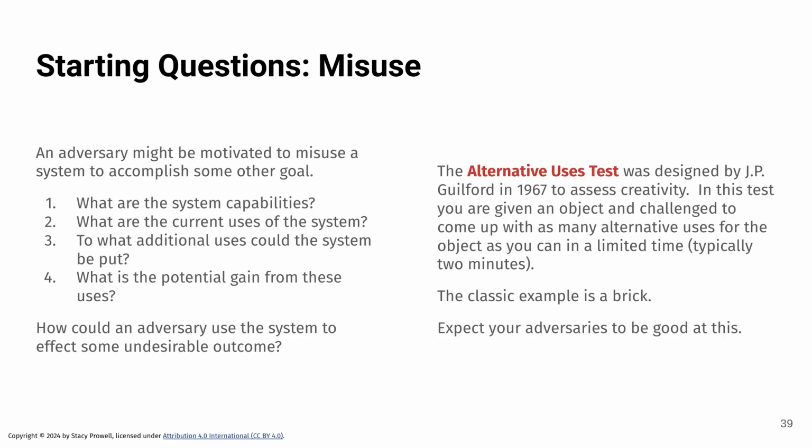And this is more ideation, this is more creativity. And it sort of feels like the alternative uses test. So this is the test devised in 67 to assess creativity, right? We give you an object. The classic example is we give you a brick, and we say, come up with as many uses for this thing as you can think of in a limited amount of time, right? What can I do with that brick other than build a house? So think of the different things you might do with it and write all those down. Same thing for your system. And you should expect your adversaries to be good at this.